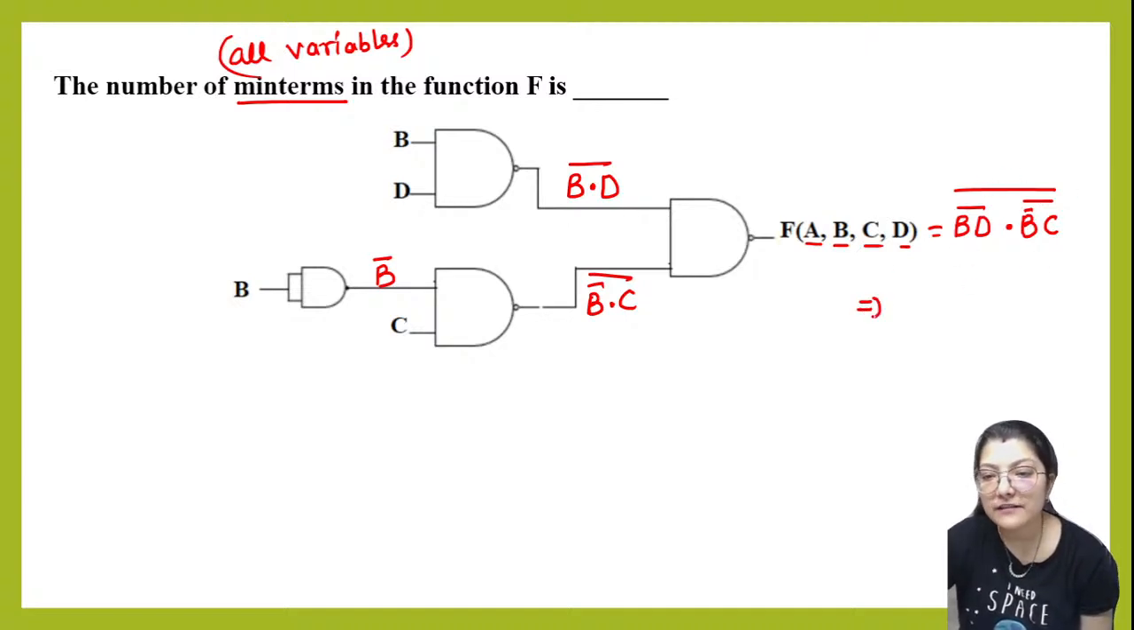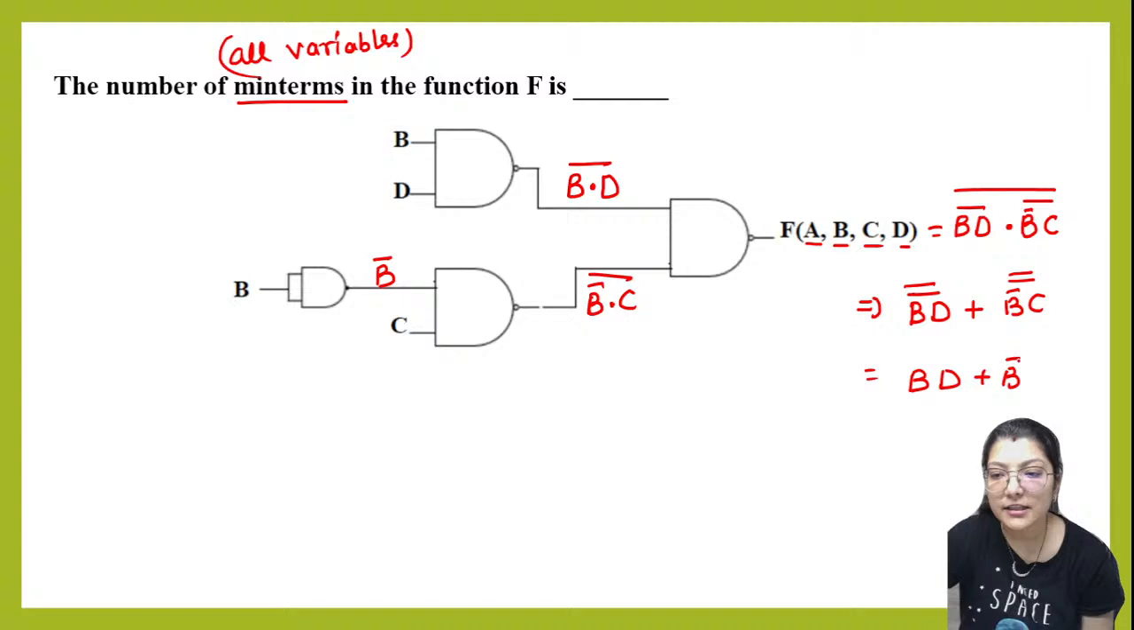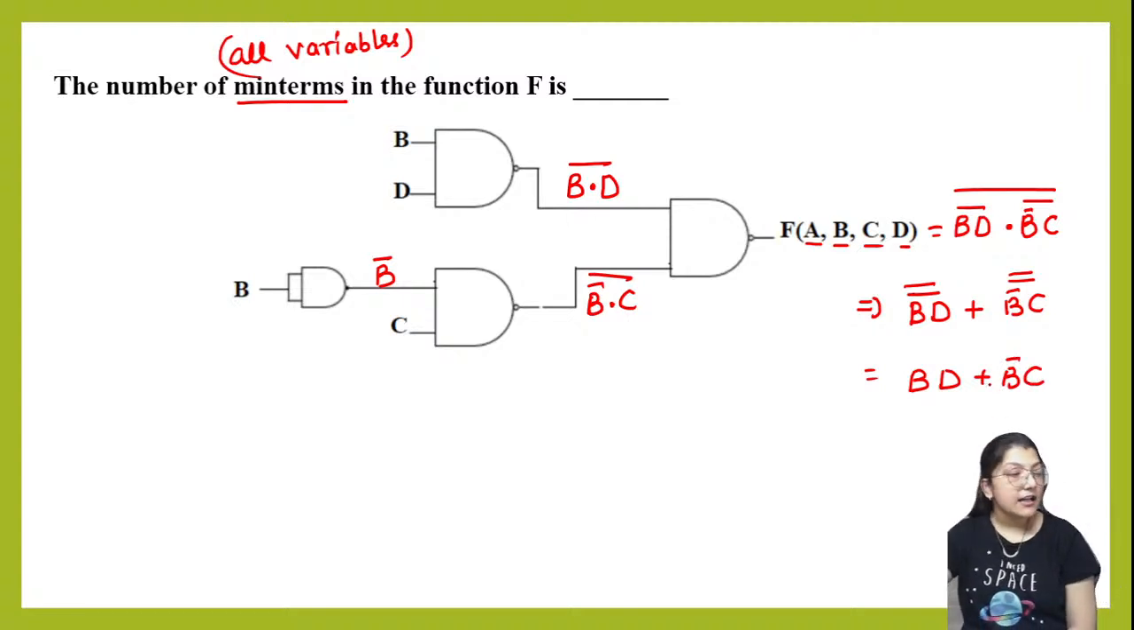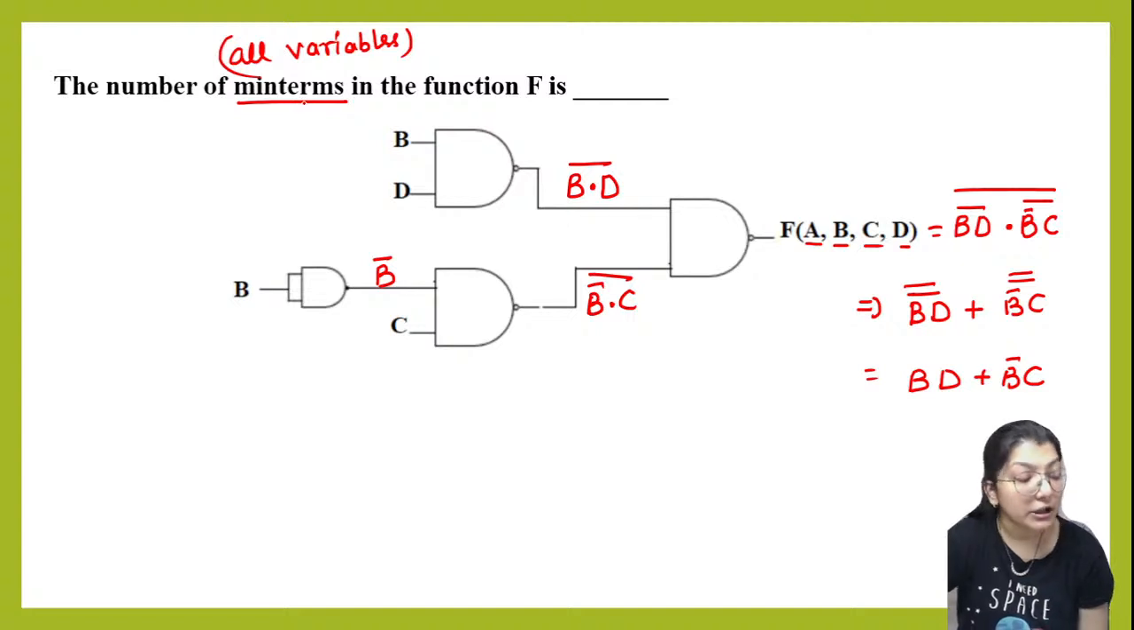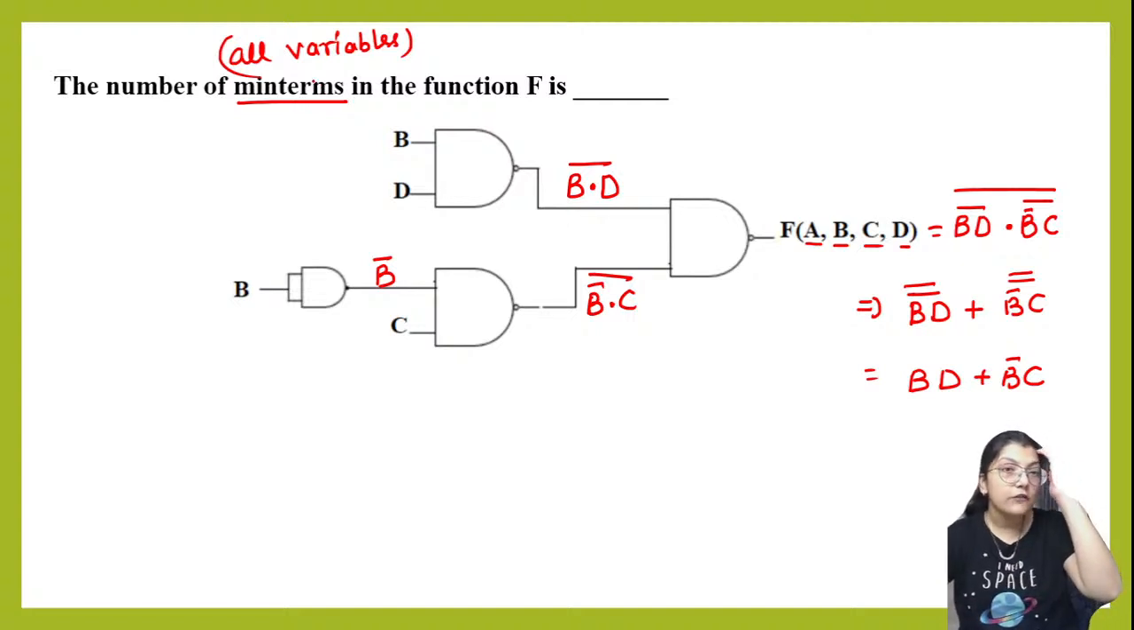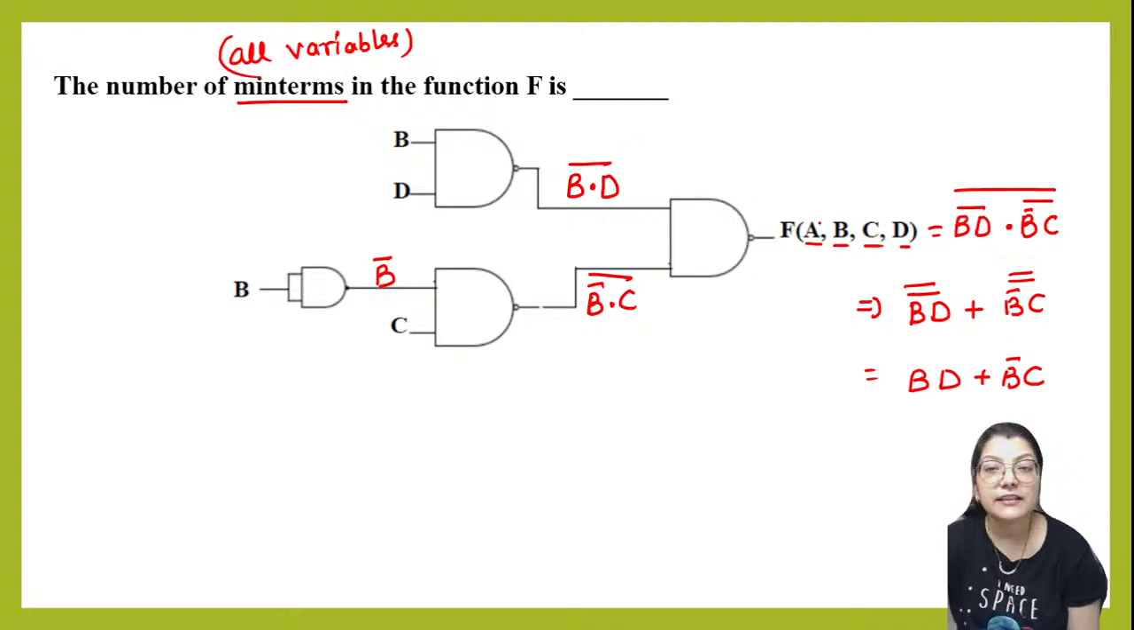So on simplifying, what I'll get is B D double complement, this dot will be changed to plus, then B complement C double complement. So it will be BD plus B complement C. But I will not stop here. Why? Because you're asking for the number of min terms, and min terms में it should contain all variables, और all variables से मतलब A, B, C, D. Now here these terms are only containing two variables, B and D, B and C.